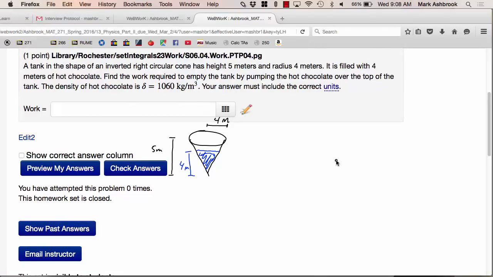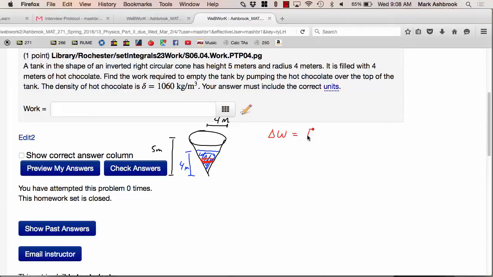So, what is this about? It's about a typical pancake of hot chocolate, and how much work it takes to get that out the top of the tank. So we're finding a little bit of work.